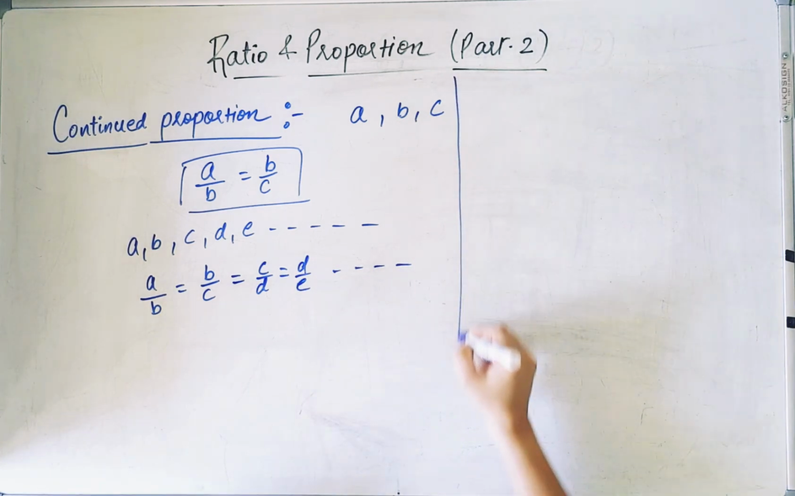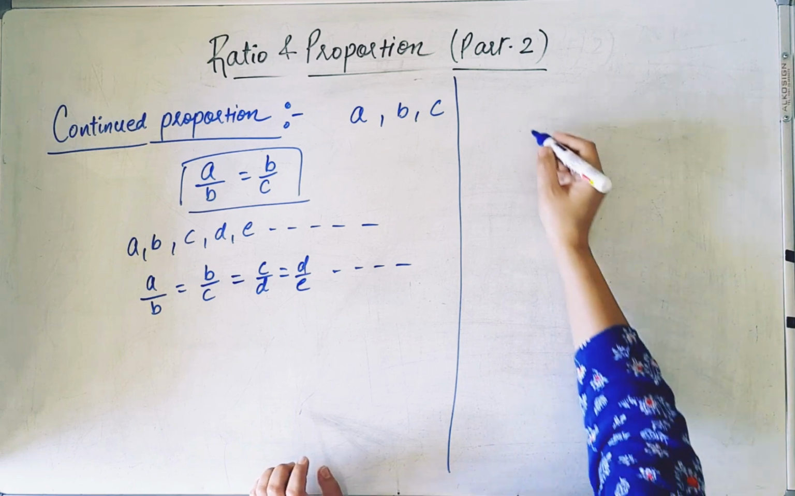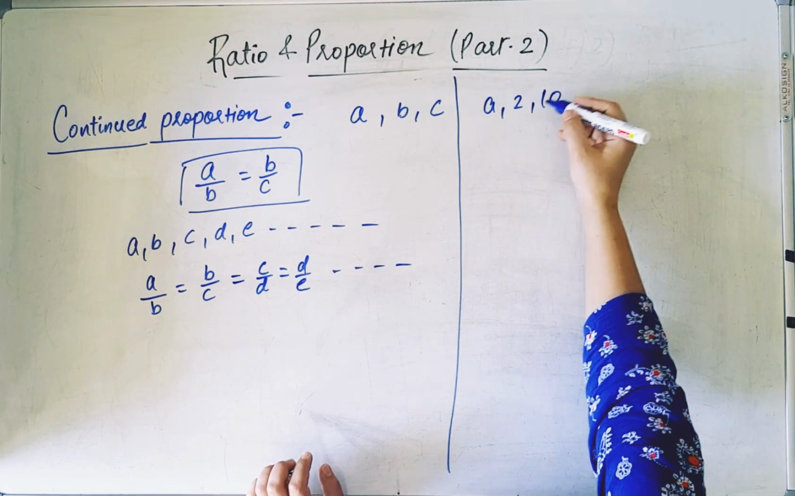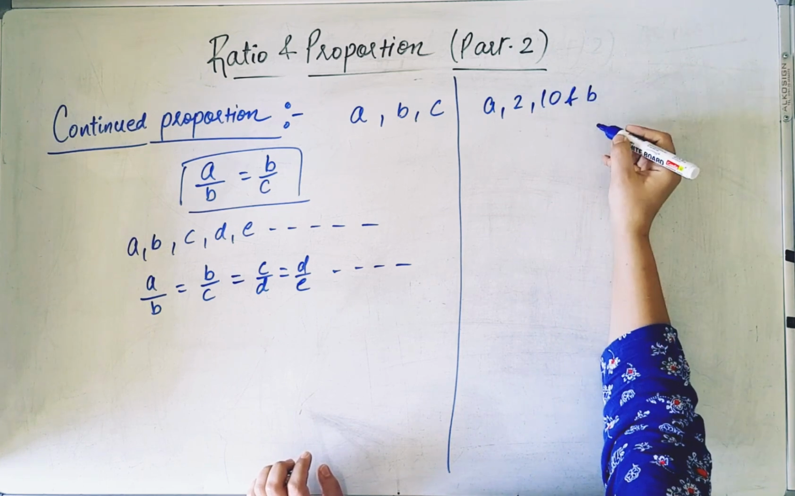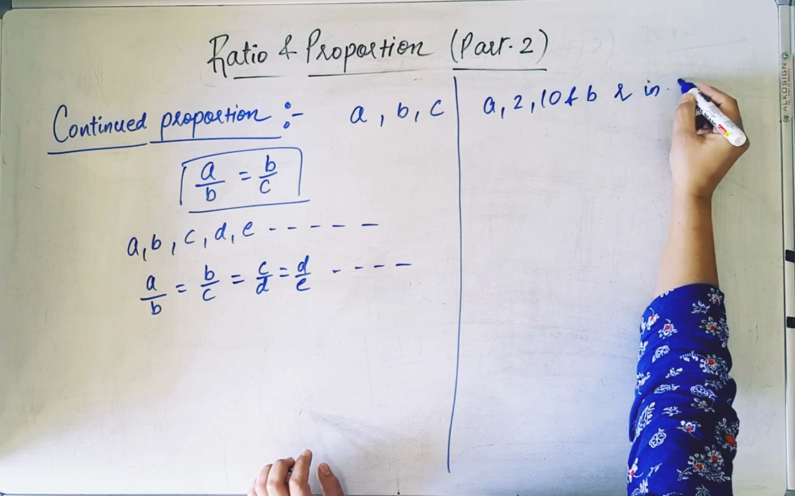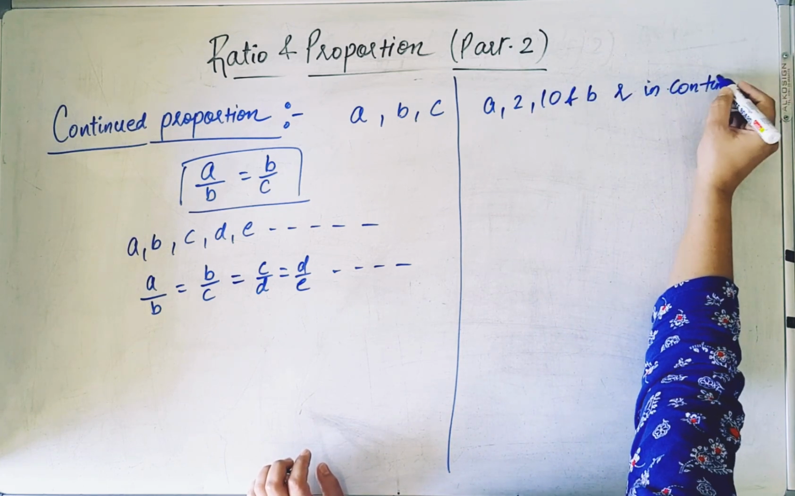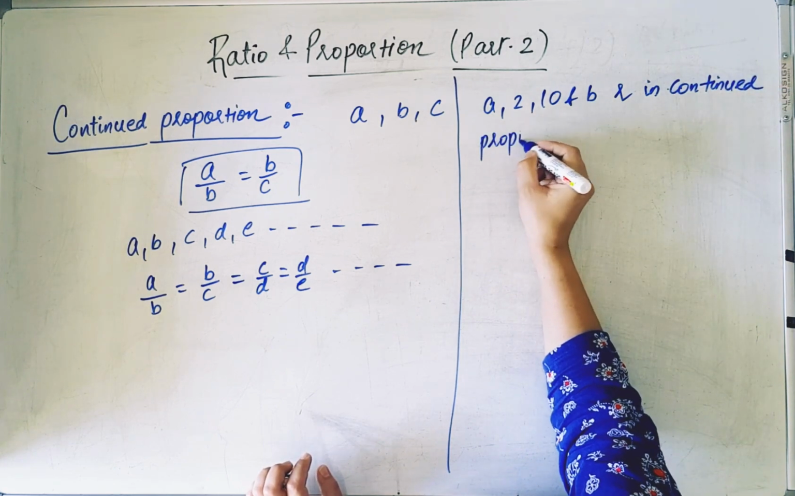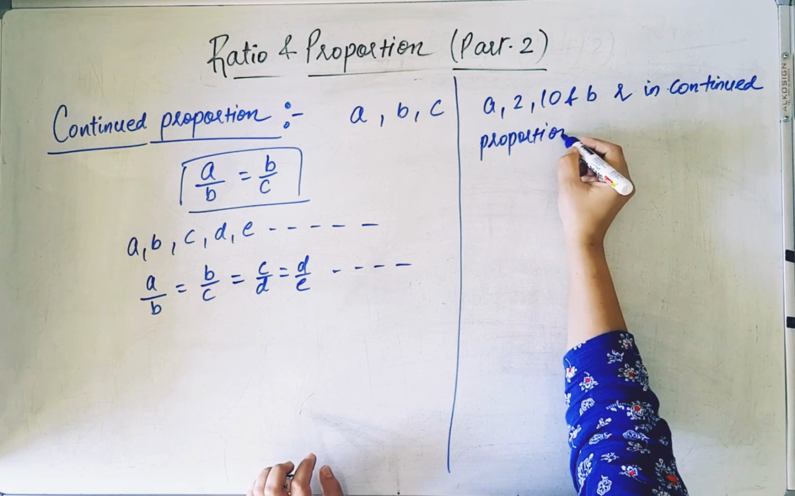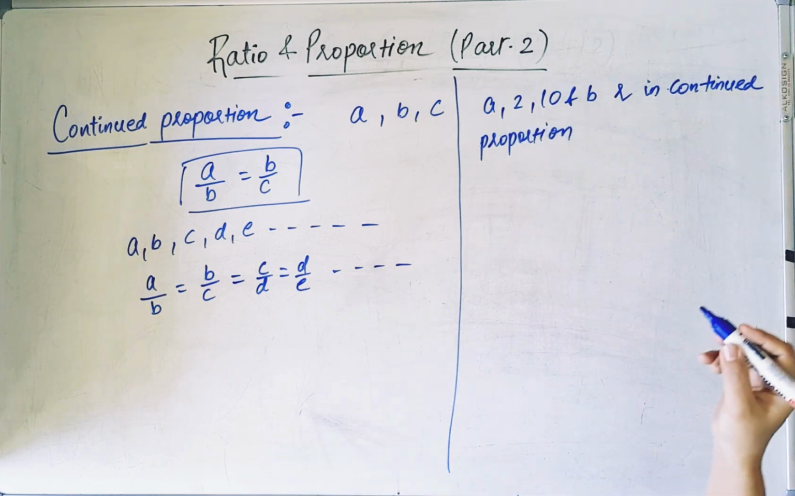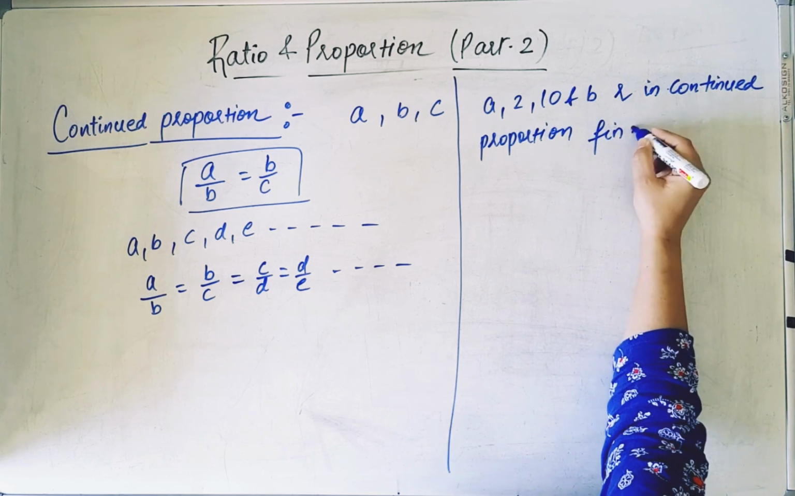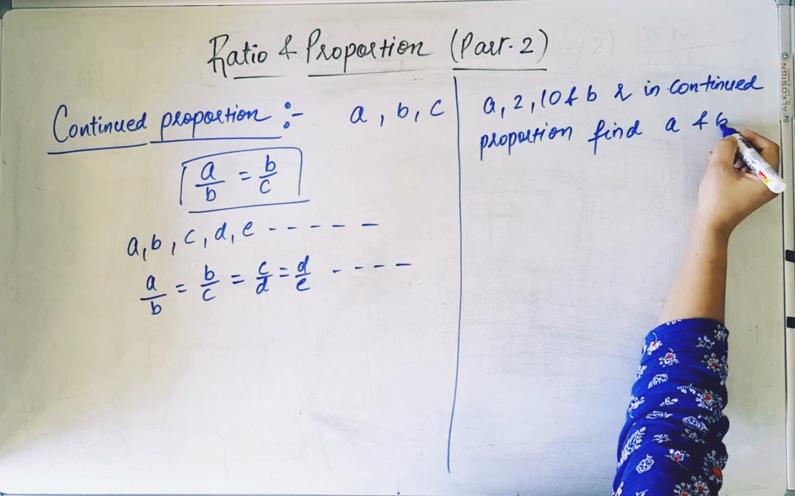In a similar manner, we have one question with us: A, 2, 10 and B. These are in continued proportion. Which quantities have they given us? A, 2, 10 and B are in continued proportion. Now we have to find A and B.